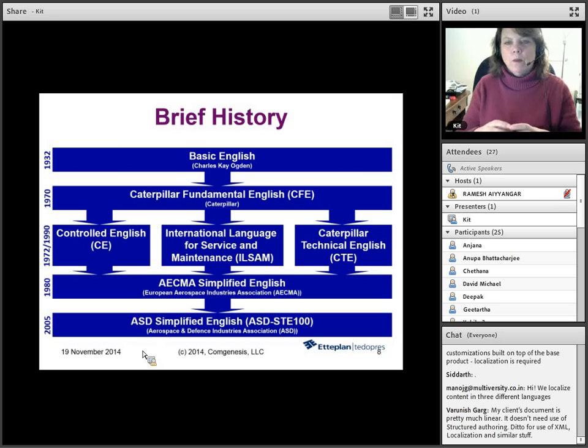So the term controlled language is that umbrella term for a restricted vocabulary in a particular language. And then there are all these different flavors of controlled language. ASD Simplified Technical English is one specification. Caterpillar Technical English is another specification. ILSAM is another specification. So there are several different flavors of controlled language, and you need to think about which one's going to work best for you.